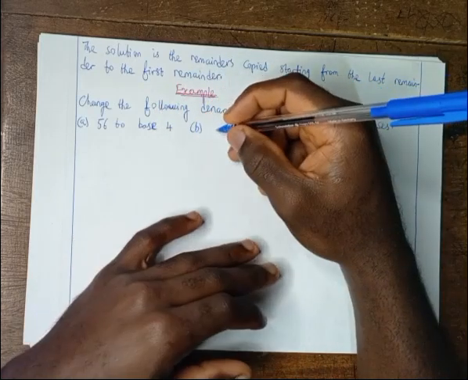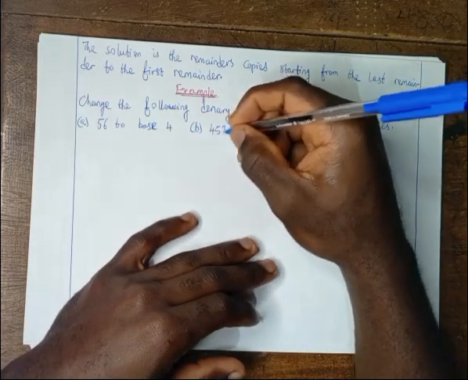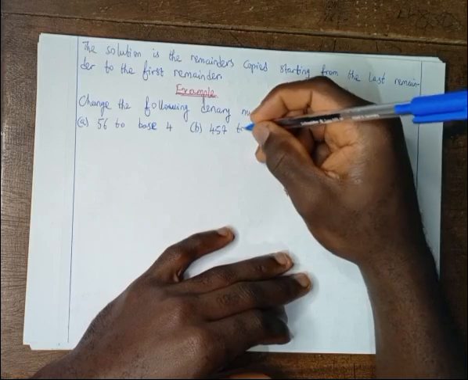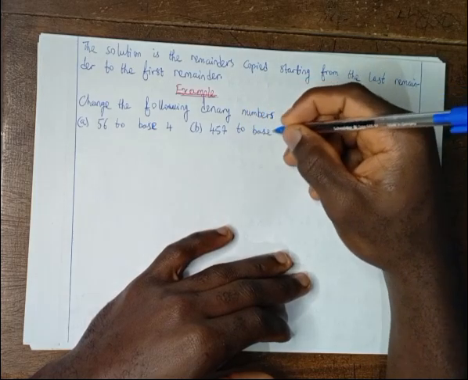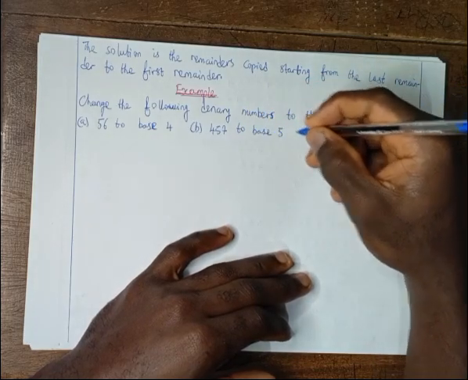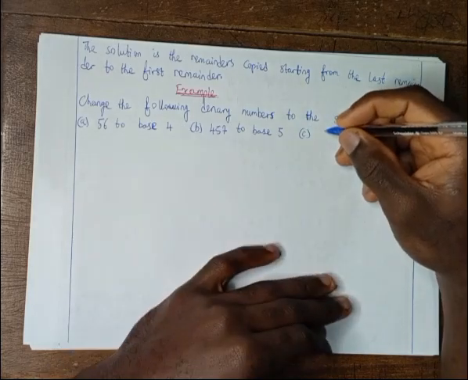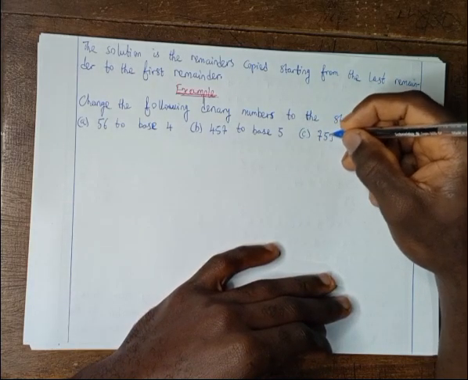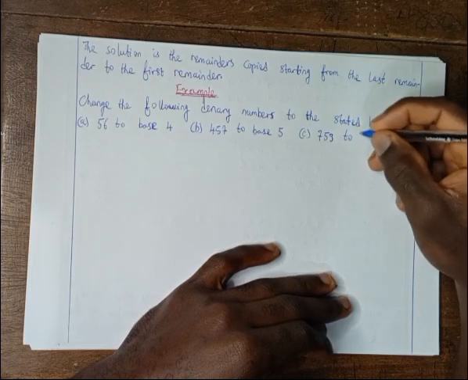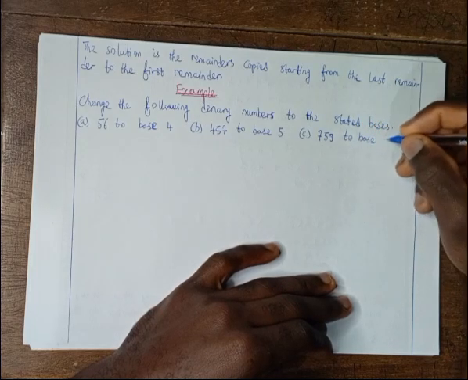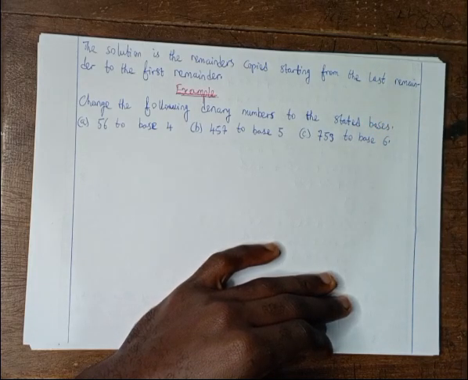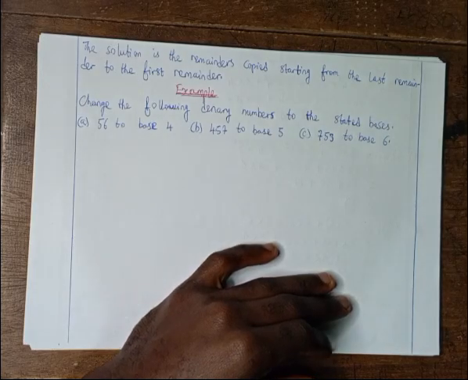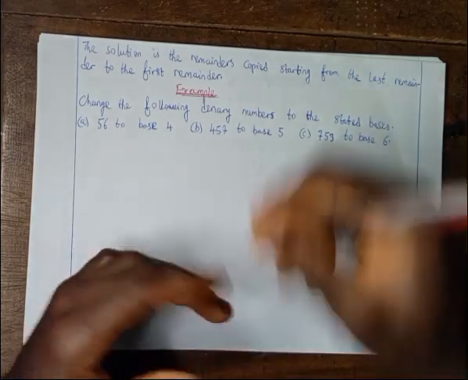B, we have to change the number 457 to base 5. C, we have to change the number 753 to base 6. Next, we are going to take now the solution. We answer the questions. Solution.